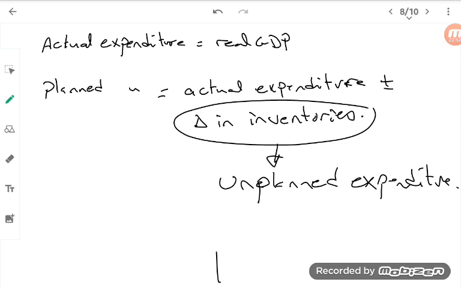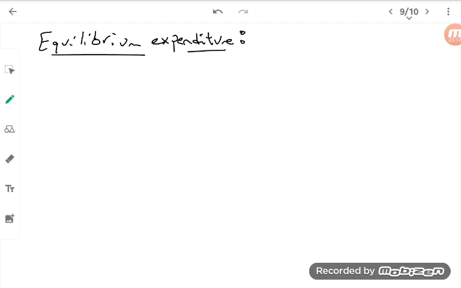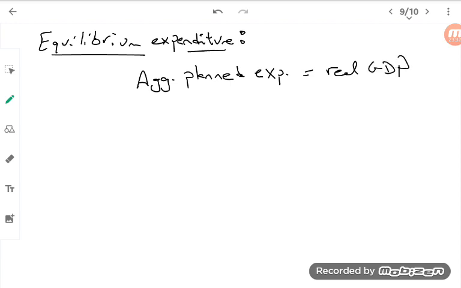What is the equilibrium expenditure level? This is the point at which aggregate planned expenditure is equivalent to real GDP. Graphically.